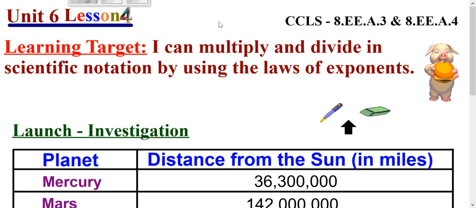All right, we are back. Unit 6, Lesson 4. We're going to take all that info we learned about scientific notation that probably confused the heck out of you, but now it's going to be okay. We're going to do operations with those numbers. We're going to multiply, divide, add, and subtract, and do a bunch of word problems, your favorite.